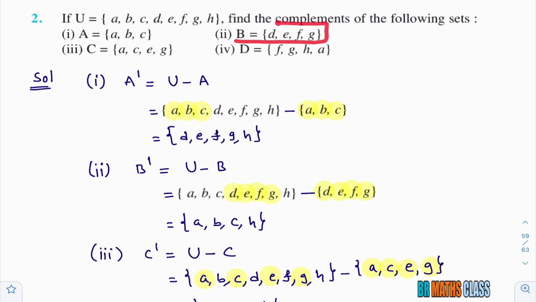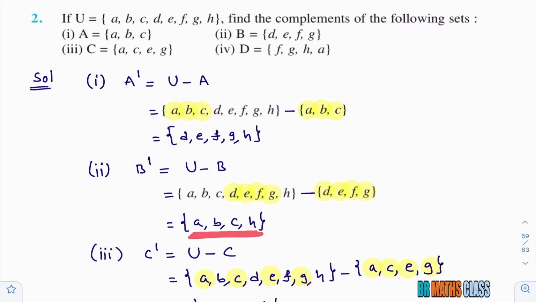Similarly, B dash. What is the formula for B dash? The formula for B dash is U minus B. The formula for C dash is U minus C. Very simple, right? So B dash is U minus B. I wrote the universal set and then I wrote set B. U minus B, difference of sets. Very simple. First identify the common elements. D, E, F, G. These elements are common in both. Other than common elements, what elements are remaining in the first set? That is the answer: A, B, C, H.